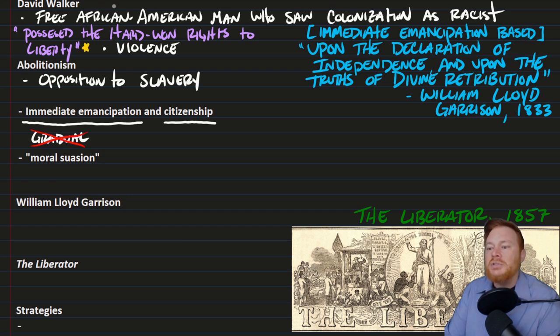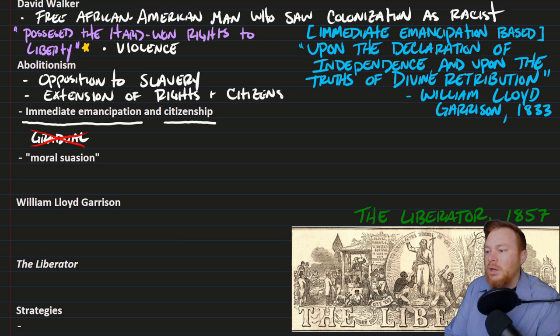So it wasn't only about opposition to slavery, but it was an extension of rights and citizenship. That made someone an abolitionist, right? You needed to believe this.